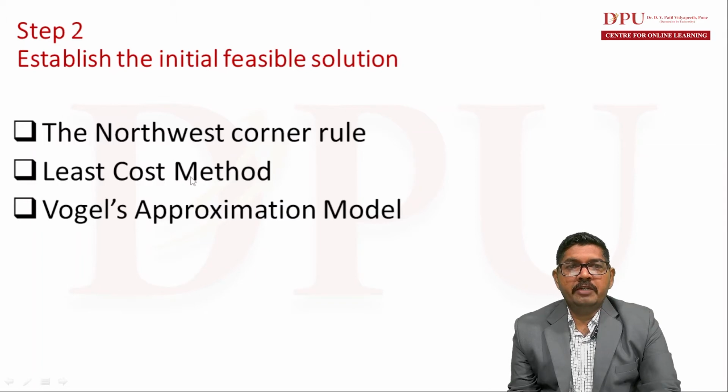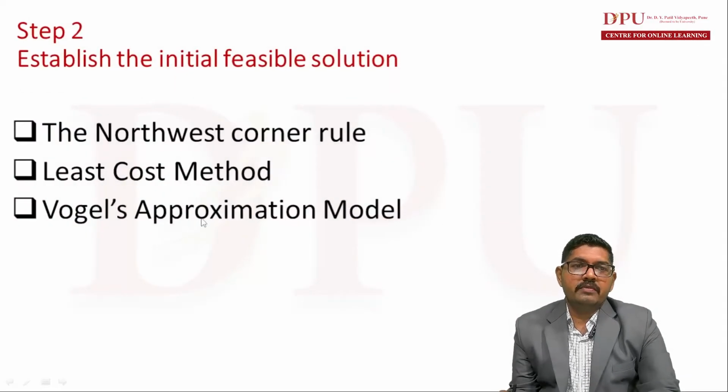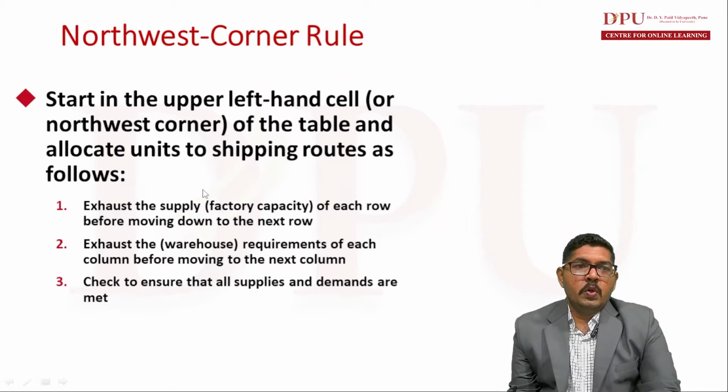So what we did in the first step, we found out whether the problem is balanced or not. If supply is equal to demand, the problem is said to be a balanced problem. Otherwise, we have to add a dummy row or dummy column representing the deficit demand or deficit supply. So here we have three methods by which we can calculate the initial basic feasible solution, right? So the first method is the northwest corner method.